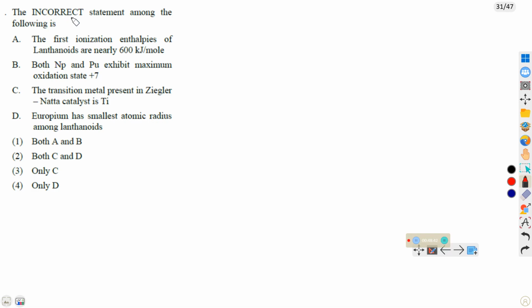The incorrect statement among the following: the first ionization enthalpies of lanthanides are nearly 600 kJ per mole, correct. Both neptunium and plutonium exhibit maximum oxidation state +7, correct. The transition metal present in Ziegler-Natta catalyst is titanium, correct. Europium has the smallest atomic radius. This is wrong. Europium has the largest atomic radius. Only D is incorrect.